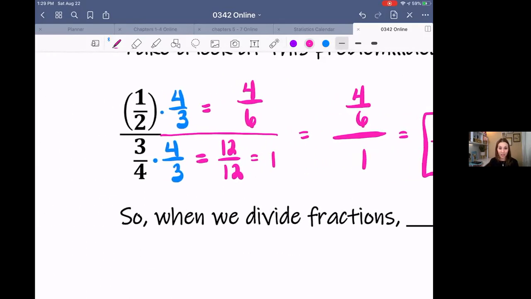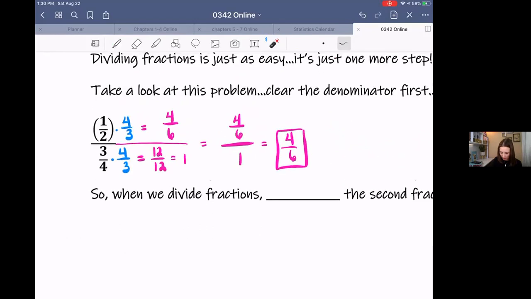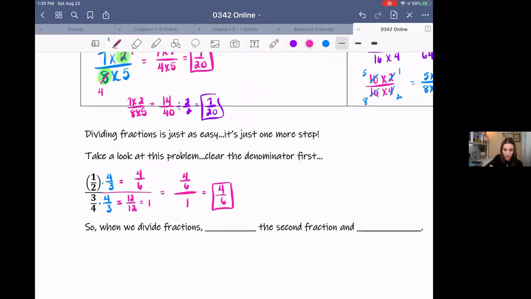So you can kind of see where when you divide fractions, you flip the second. Show you. Flip the second and multiply. Isn't that so neat? So yes, ask why. Okay, and we can write that down here, summarize that, and say when we divide fractions, we flip the second and multiply. Let's do a few practice problems.